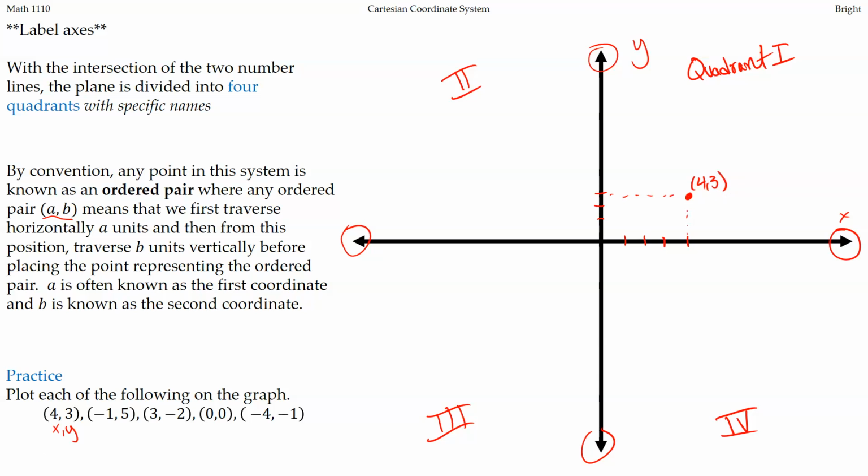And I also like to include labels just in case your drawing isn't too accurate. And sometimes I'm the world's best artist, but sometimes I'm not, depending on the day. All right, and then (-1, 5). So -1 would, instead of going to the right, we go to the left, and then we go still up 5 units. Okay, and so I would label that point (-1, 5). And for the other ones, I want you to plot those and resume the video when you're ready.